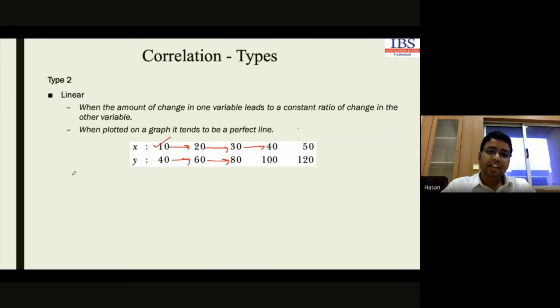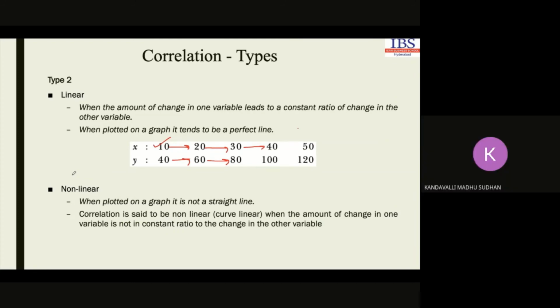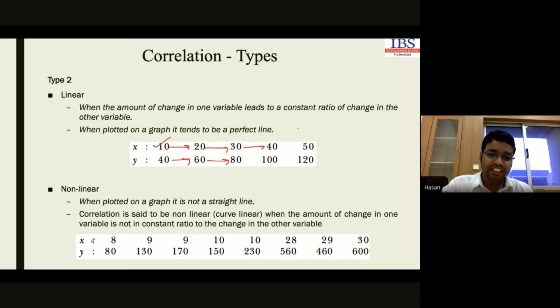And another one is non-linear. That means the change is not directly related. Sometimes if we increase by 10, the other may increase by 50, and if we increase by 10, it may also decrease. This type of relation is there. So look here, this is an example.